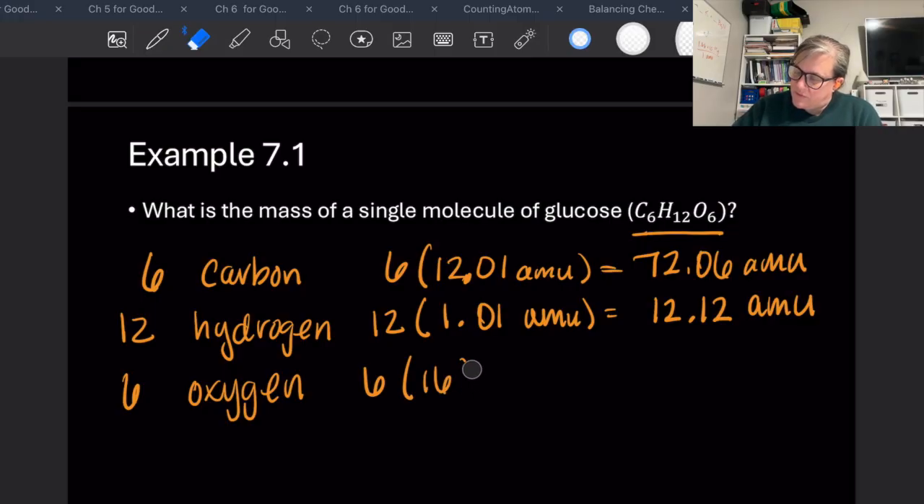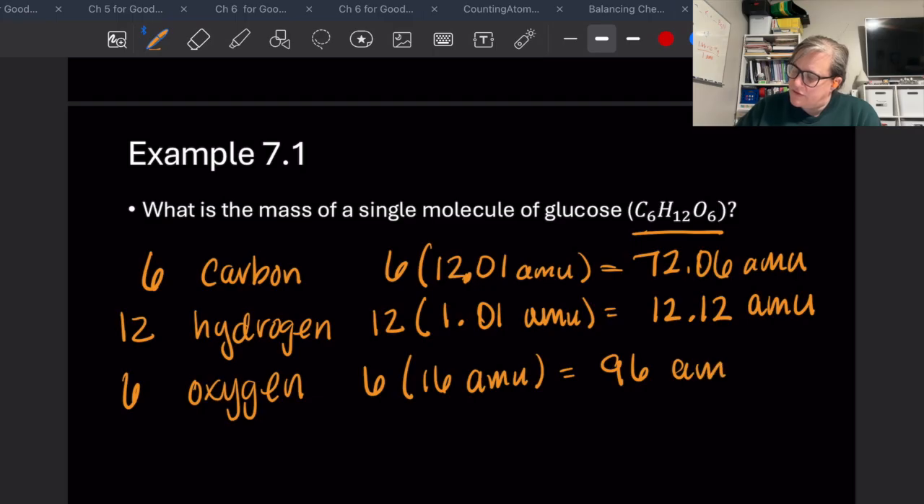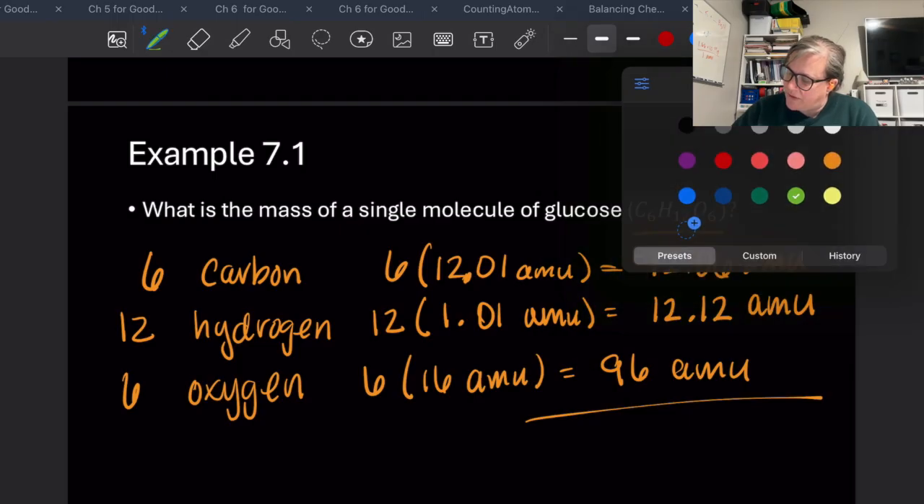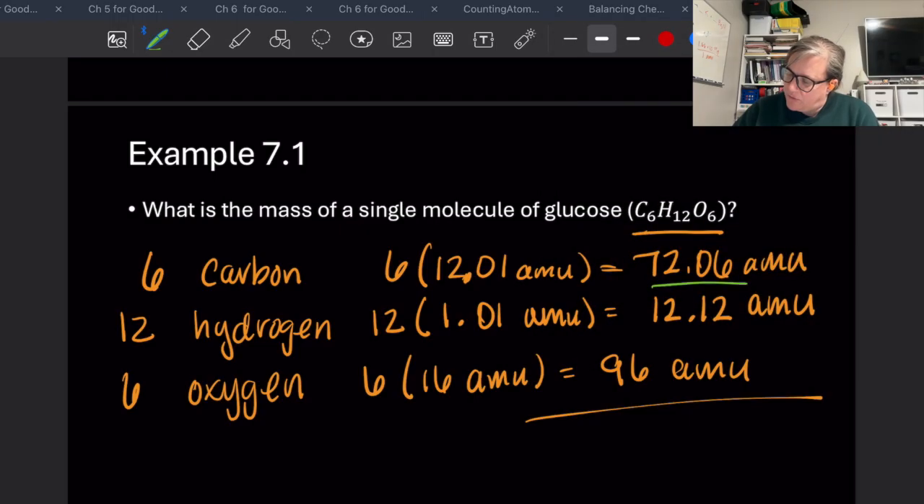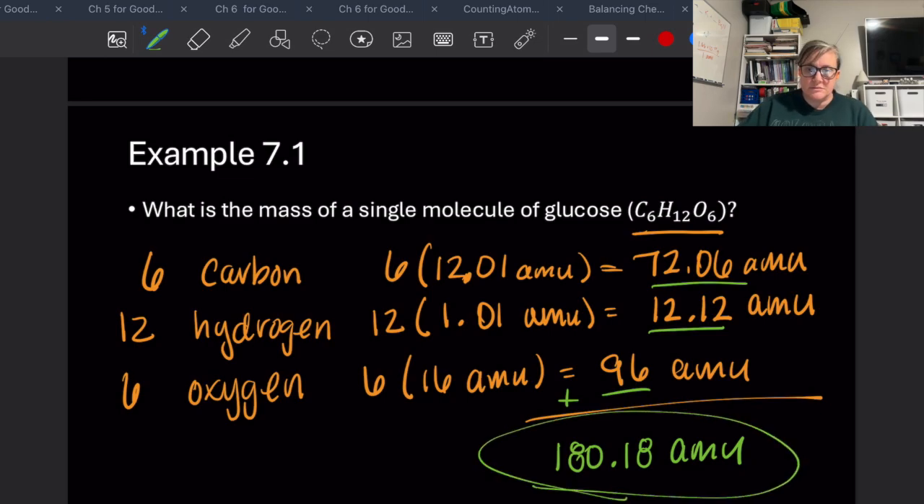AMU. And sometimes oxygen, I think we talked about this last time, the periodic table may call it 15.99, whatever. Either way, you're going to have some rounding to do on these, and that's okay. Depending on what periodic table you use, it'll round them differently. So we're going to add up all three of these, and we're going to end up with 180.18 AMU. So that's the mass in AMU of a single molecule of glucose.